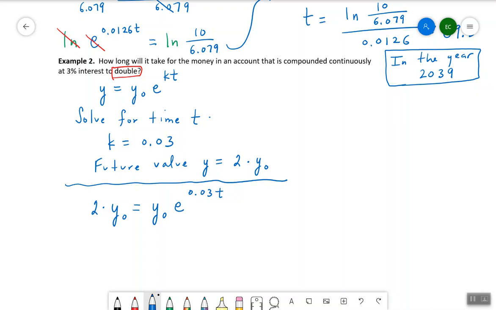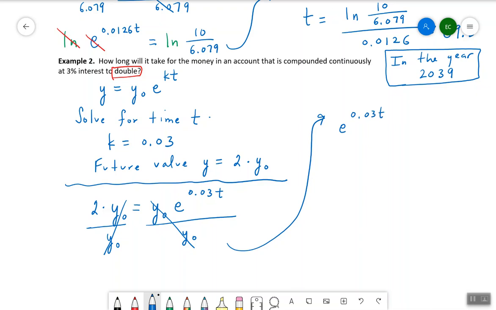And now look at this equation. We need to solve for t. The great thing is that there's a factor of y sub 0 on both sides. And so we can just divide it off, and it cancels on both sides. So the upshot is it doesn't matter how much money you start with. The time it takes to double is the same regardless. So we have e to the 0.03t is equal to 2.